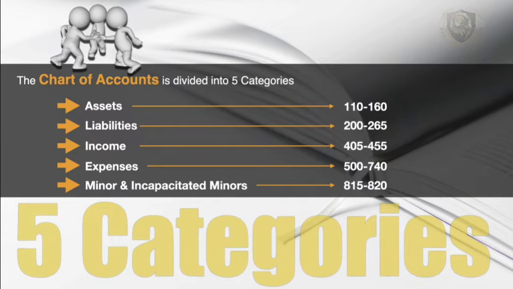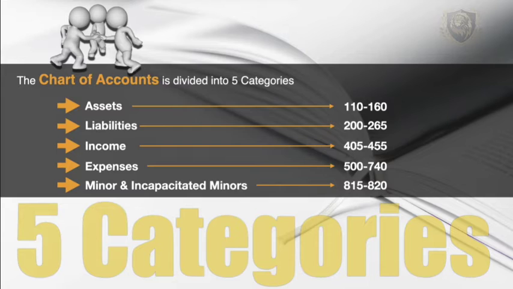The beneficial trust chart of accounts is divided into 5 categories: assets, liabilities, income, expenses, and minor, underage, and incapacitated beneficiaries. Assets fall between the numerals 110 and 160. Liabilities between 200 and 265. Income between 405 and 455. Expenses between 500 and 740. And minor and incapacitated between 815 and 820.